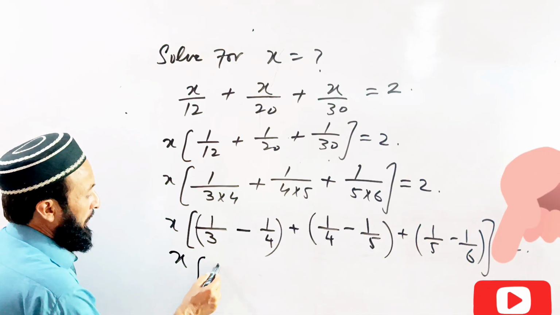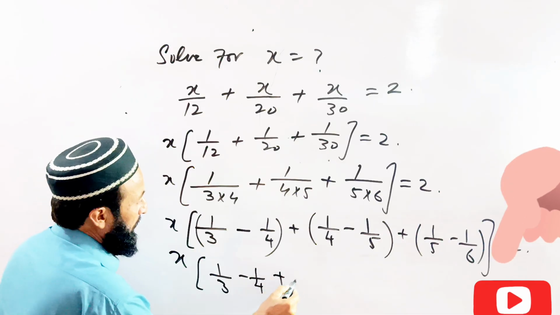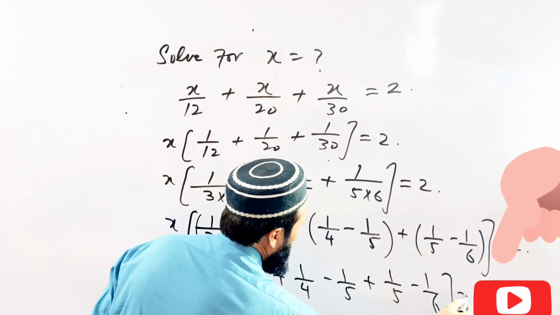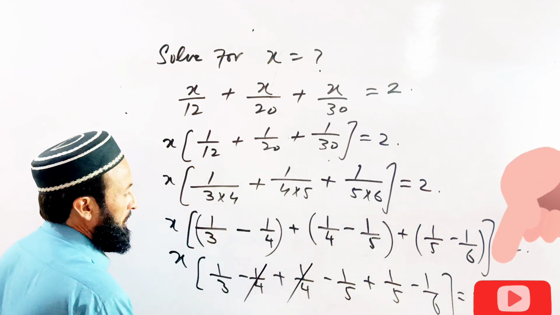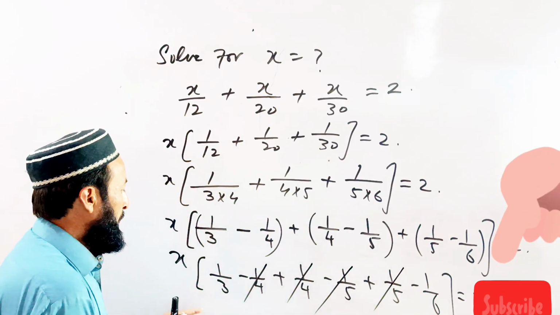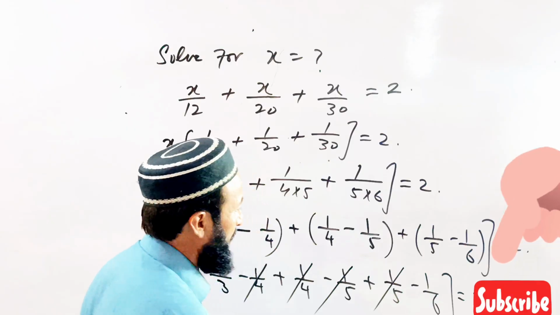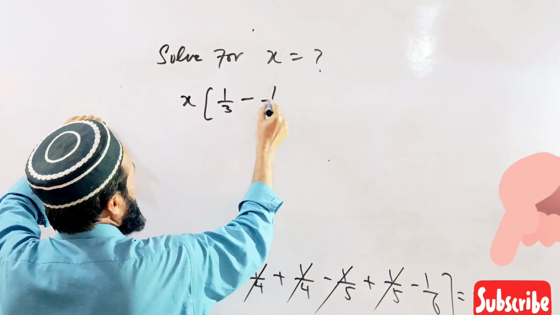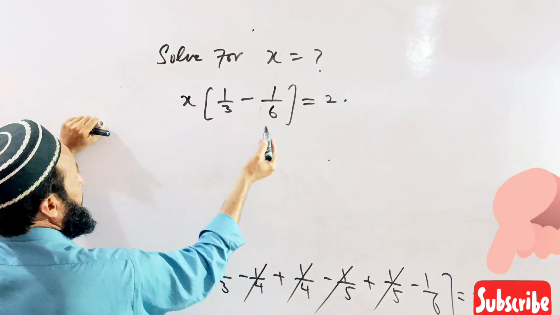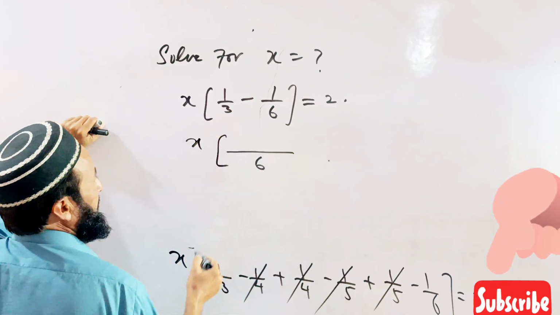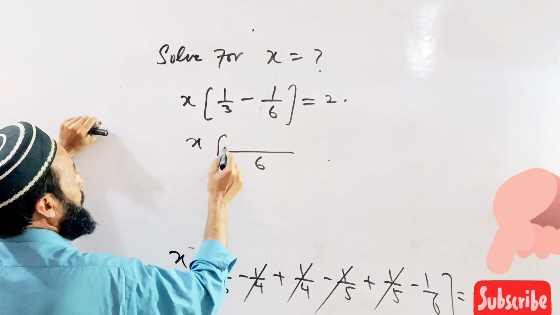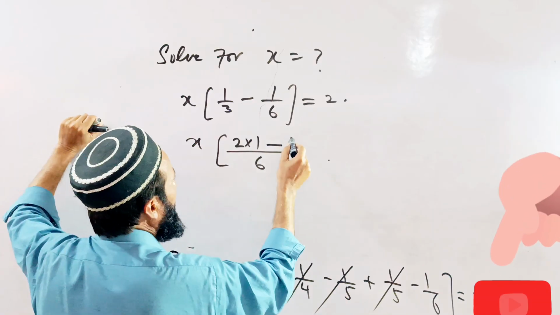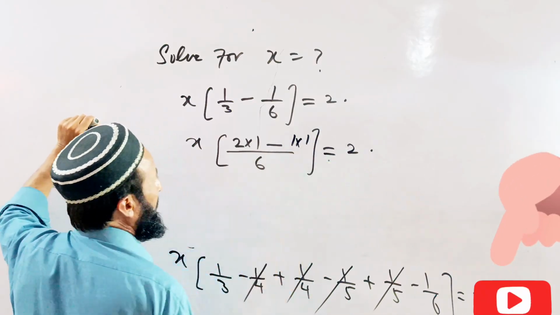So now look here, if we open the brackets, many terms cancel each other: minus 1/4 and plus 1/4, minus 1/5 and plus 1/5. We get the result x(1/3 - 1/6) = 2. Now we take the LCM, which is 6: 3 multiplied by 2 gives 2, multiplied by 1, so 2 × 1, and 6 divided by 6 gives 1, so we get 1 × 1 in the denominator.